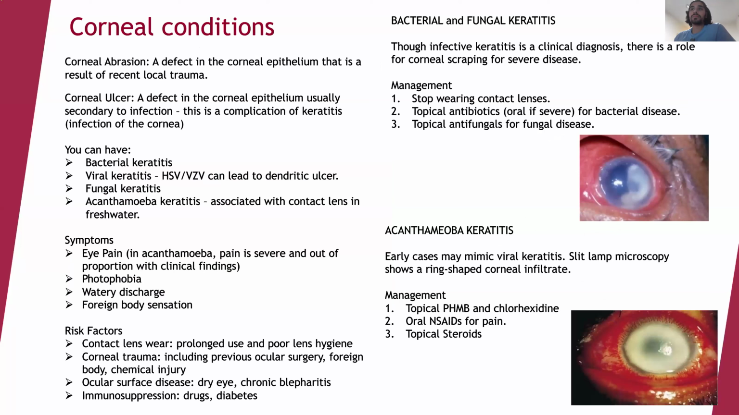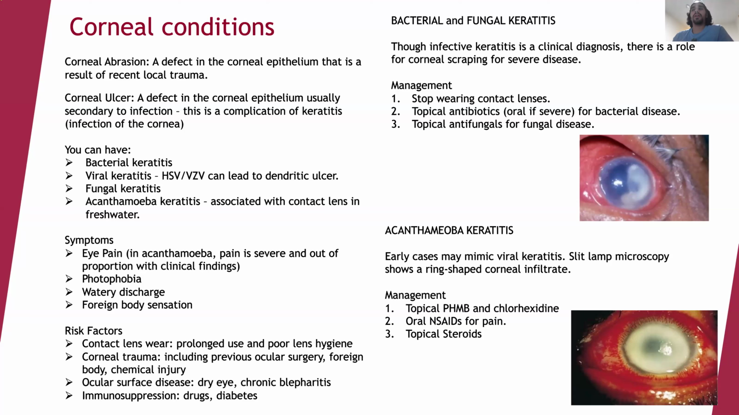Okay. And some corneal conditions that you need to know about. You only need to know them very briefly. It's mainly identifying them, because you have two eyes, and if you lose them, you're not going to get another one. So corneal abrasion is a defect in the corneal epithelium, usually from local trauma. That's abrasion. And an ulcer is a defect, usually secondary to infection.